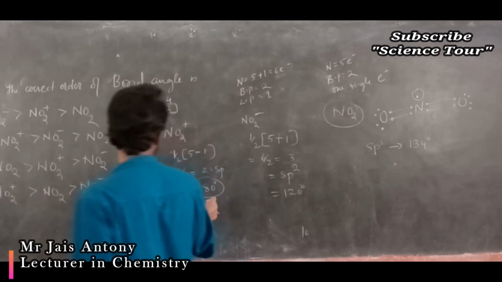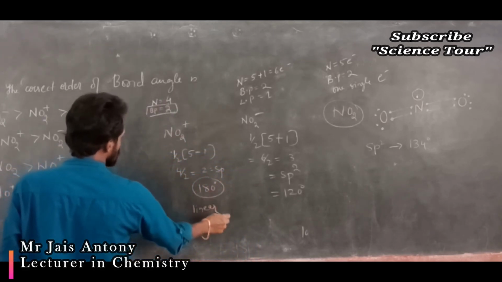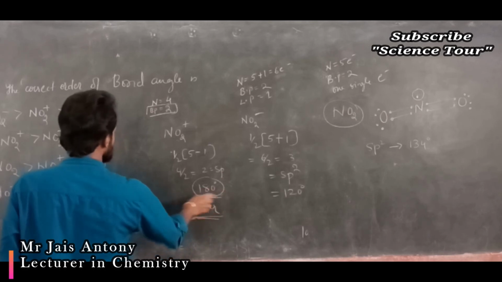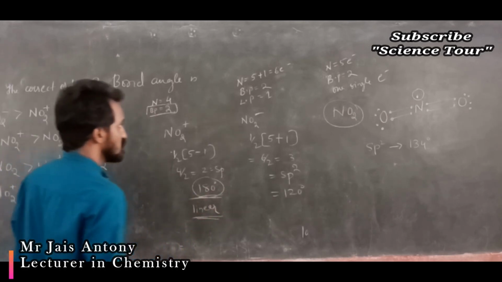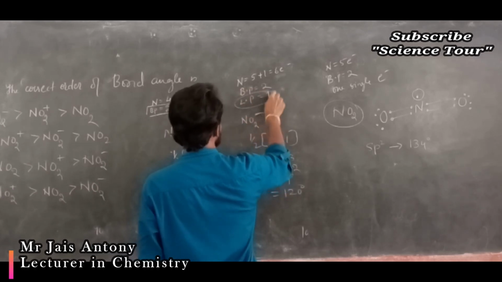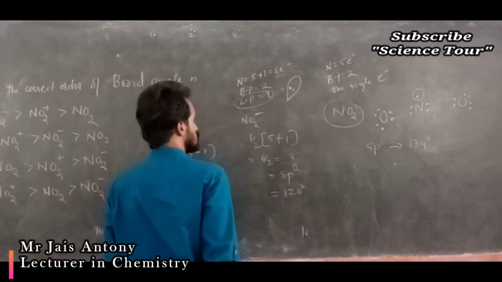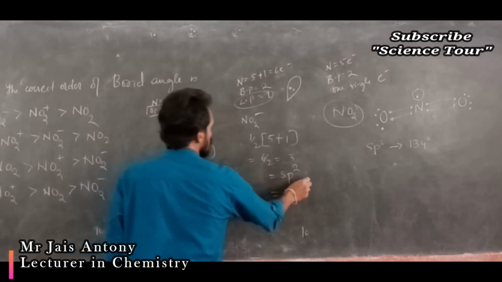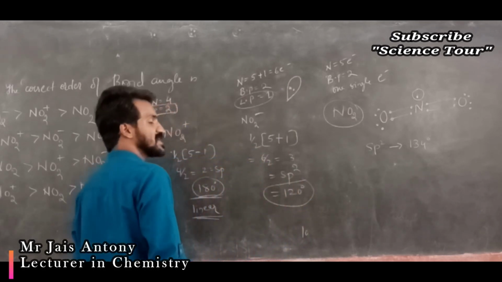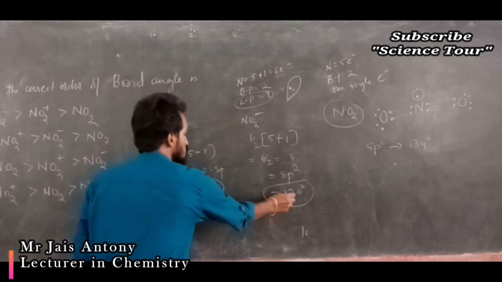In NO2 plus there is no unpaired electron, so it is linear, bond angle is 180. In NO2 minus, one lone pair is there. One lone pair means 2 electrons. Understood? So repulsion is more, bond angle is 120 degree. It is sp2 hybridized, but bond angle is 120 degree.